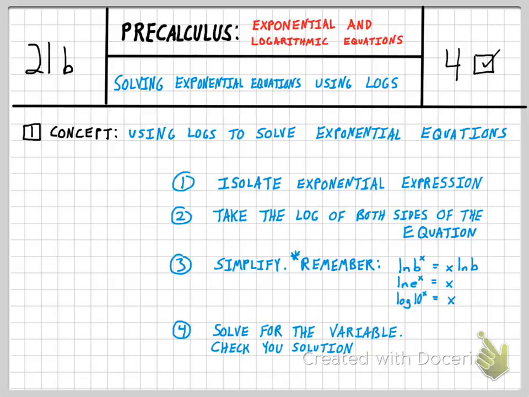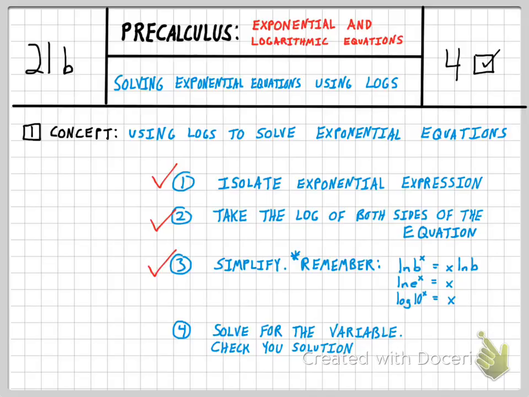Step 1 is to isolate your exponential expression. Sometimes that'll be done right off the bat. Other times you'll have to do a little bit of work at the front end of the problem to get the exponent part on one side of the equation by itself. Step 2 is going to be to log both sides of the equation. That's going to be a key step. We'll talk about that through a couple of examples.